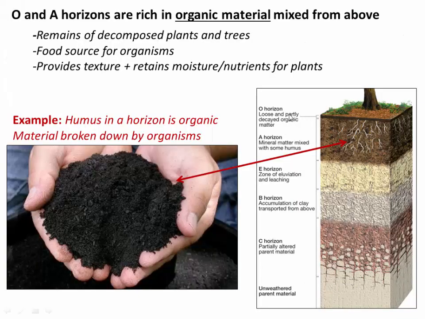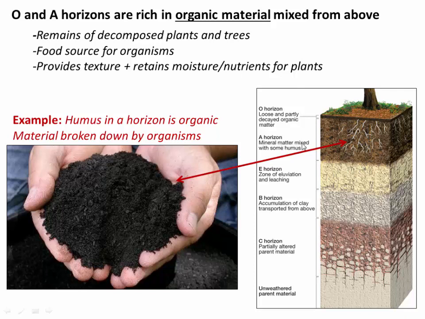So these upper two layers, the O and the A horizon, are essentially dominated by organic material that's being mixed in as plants and trees die, and the remains of those plants and trees get mixed into the soil by bioturbation. Okay? So the O horizon is just composed essentially of loose leaves and grasses, and it's usually very thin right up on the surface.